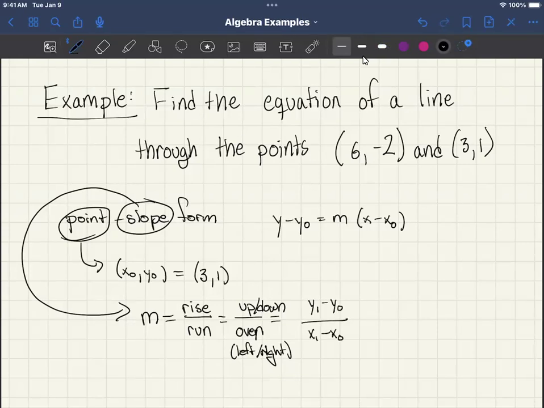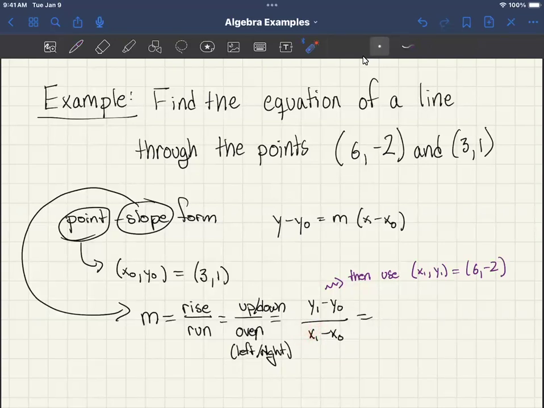We already figured out which one is our x naught and our y naught. So let's put that on the side, then use our second point as our (x1, y1). So we're going to use this as our (6, -2). It doesn't matter which one you actually have first or second when you're doing this. The main key is that you keep it the same.